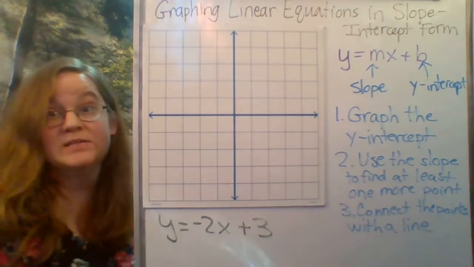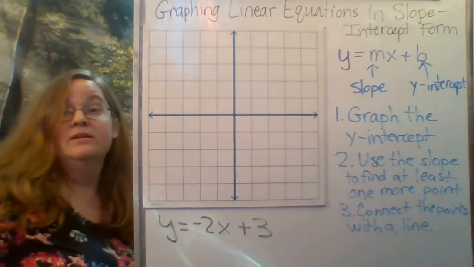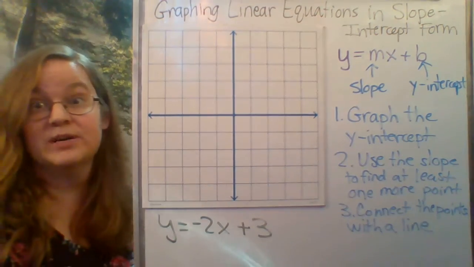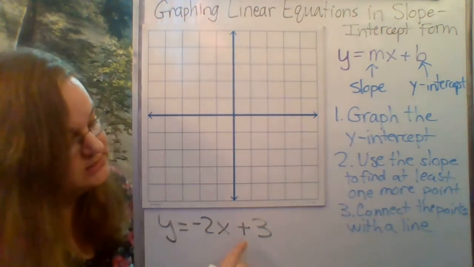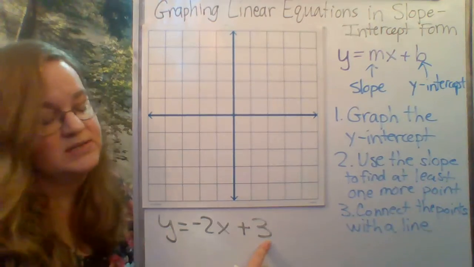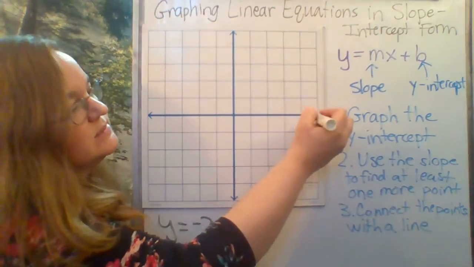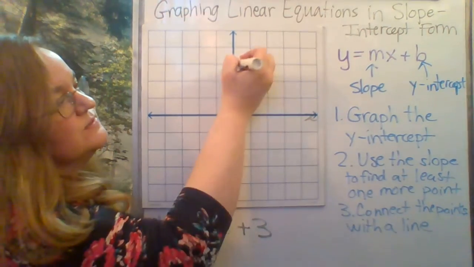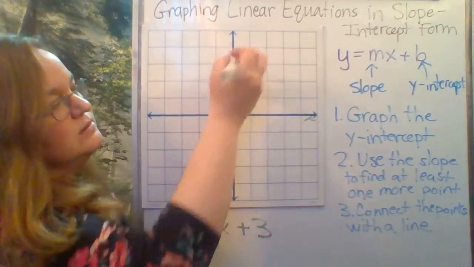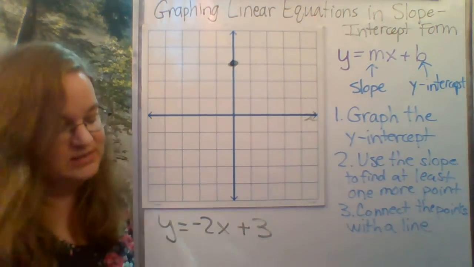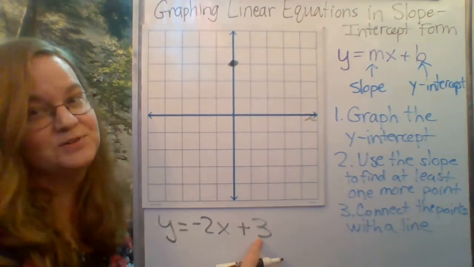All right, in this particular example, again, I start with my y-intercept. What's my y-intercept? It's the number that's not multiplied by x. So in this case, it's going to be +3 because it's plus 3. Here's my y-axis and my x-axis. So +3 is going to be right here: 1, 2, 3. We're always graphing on the y-axis to start with, because this is the y-intercept.